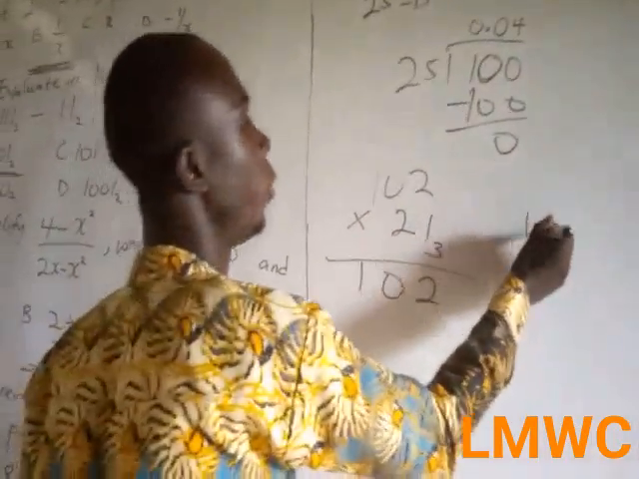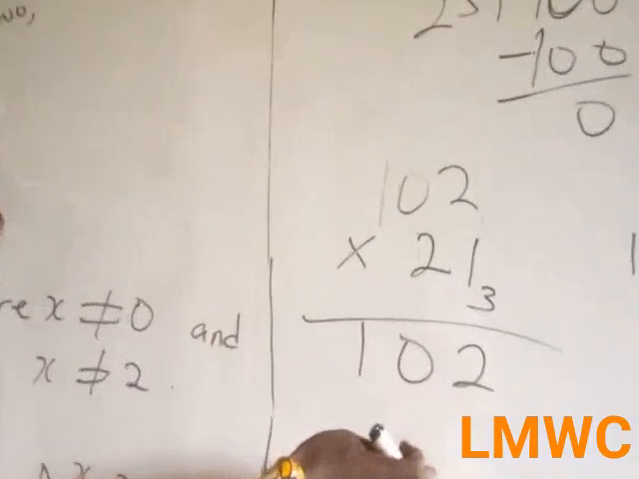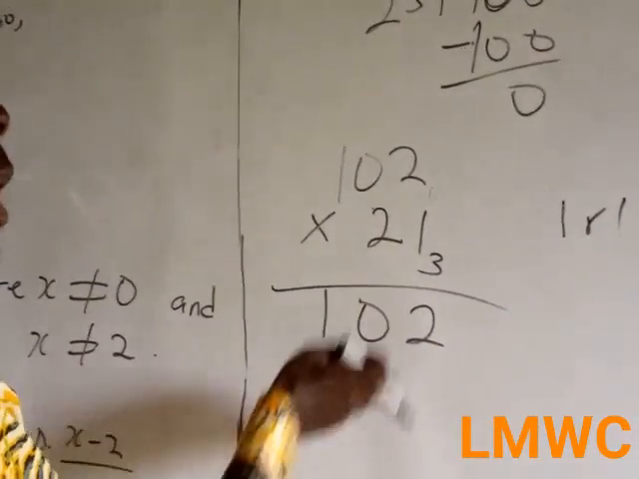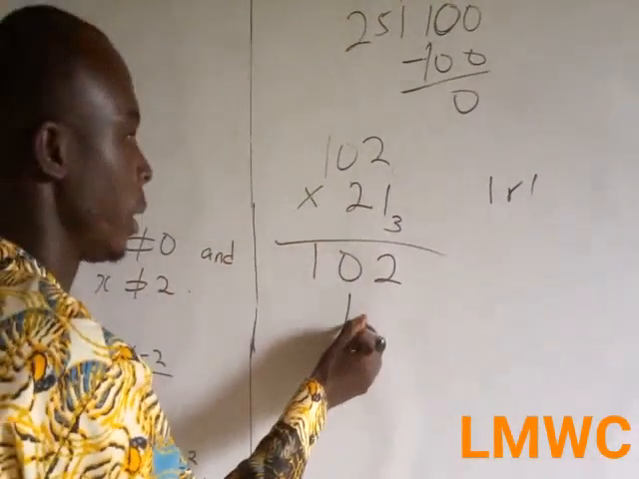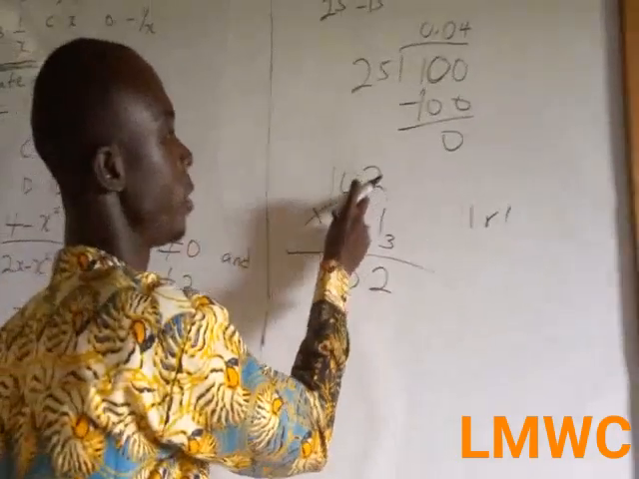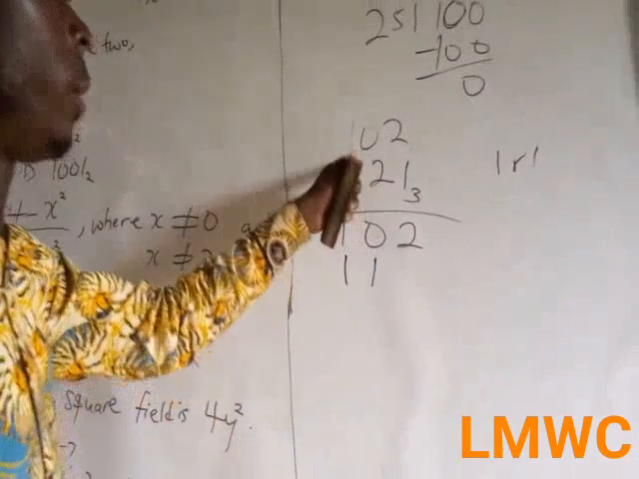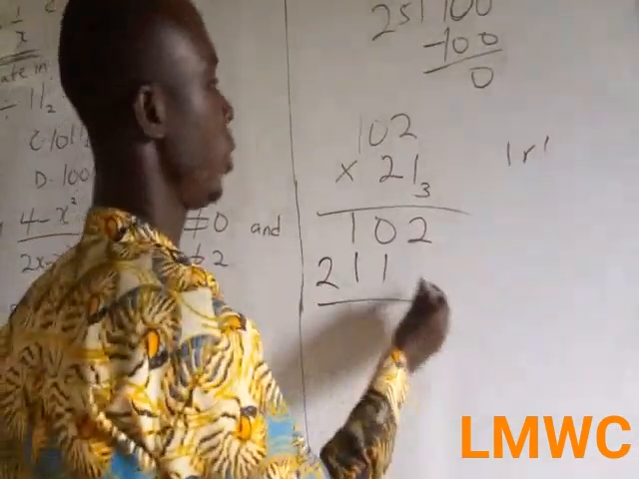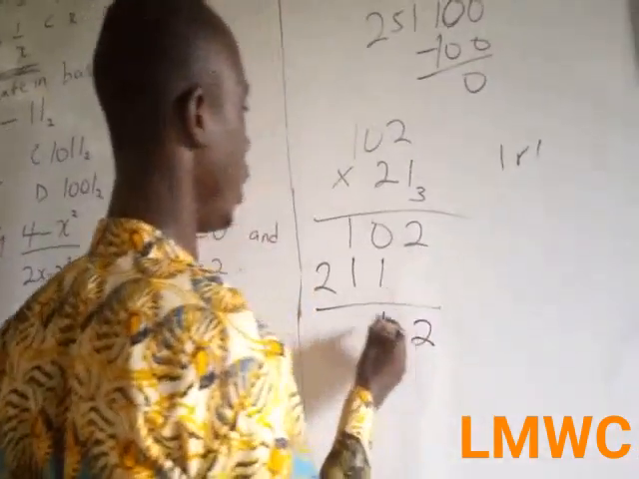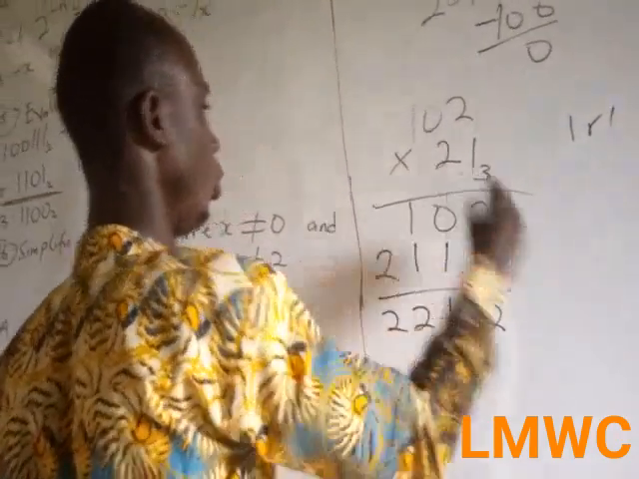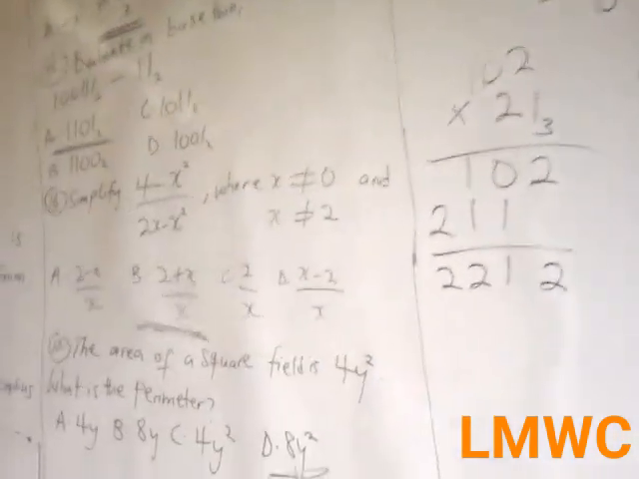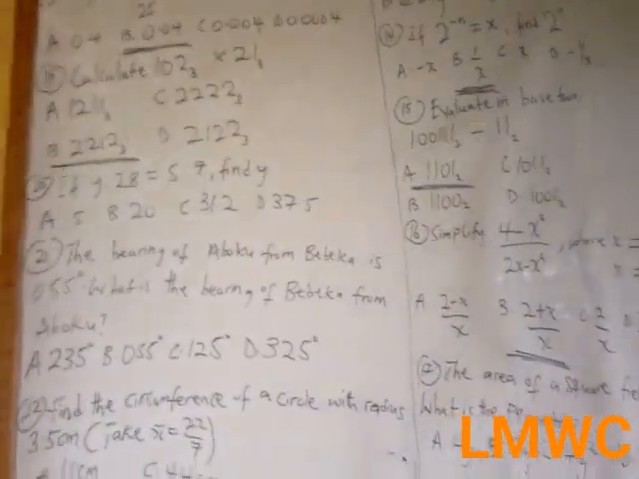3 goes into 4, 1 remainder 1. The reason why I'm not writing the 4 is that we are dealing with base 3. So you write 1. So 2 times 0 is 0, you add the 1 here. 2 times 1 we have 2. So we have 2, 1, 2, 2. You add. So 2, 2, 1, 2. The answer is 2, 2, 1, 2. It is B. Question 20 is ratio and proportion.